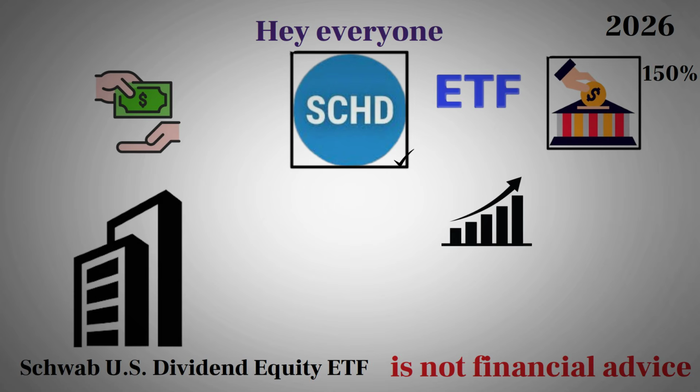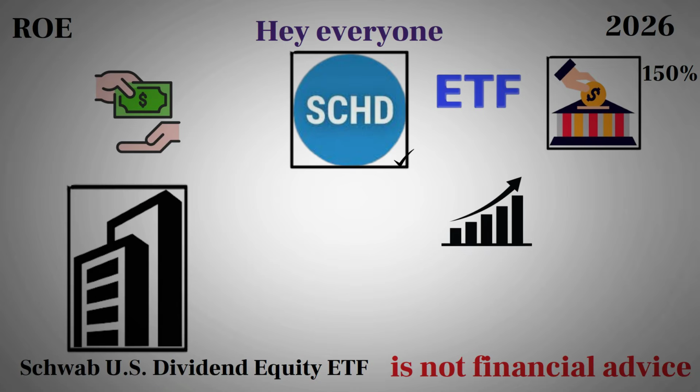Third, SCHD evaluates return on equity, ROE. This metric tells us how efficiently a company uses its shareholders' equity to generate profit. By focusing on ROE, SCHD ensures that only companies with strong fundamentals and solid profitability make it onto the list. Simply paying a dividend isn't enough. The company has to be financially sound.